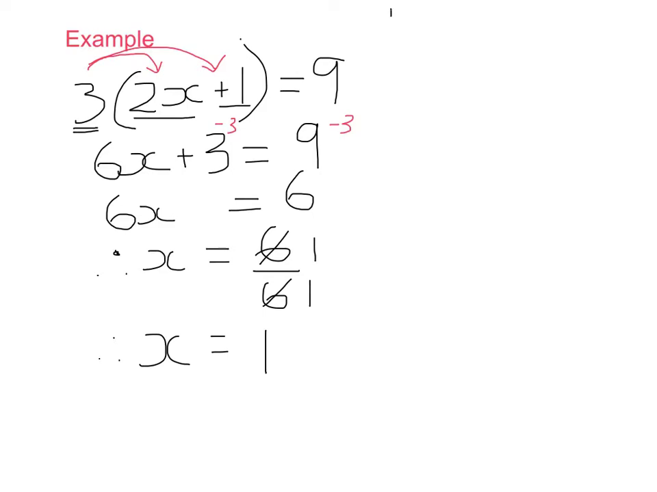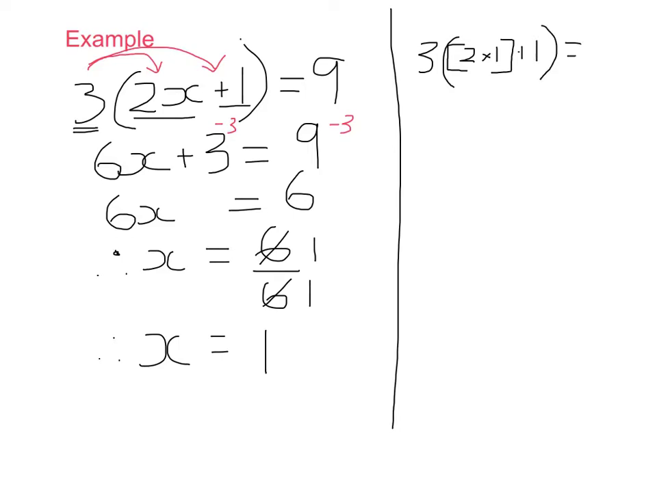Now, what I'm going to be getting you guys to do today is then to confirm if we've got the right answer through substitution. So, we substitute our answer x of 1 into the equation. So it becomes 3 brackets, bracket again, because we've got a multiplier, 2 times 1, brackets again, plus 1 brackets equals 9. So the first thing we have to do is the operations within the closest brackets. So we look at this one, which is 2 times 1 is 2.